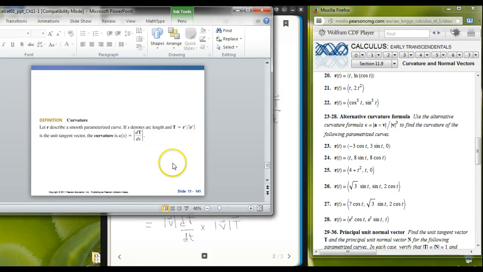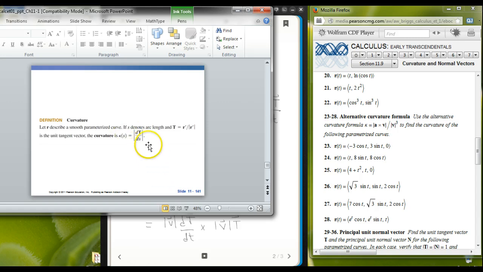Hi 254. In this video we're going to finish off our work in section 11.9 by finishing our discussion of curvature as well as the vectors, the tangent vector and the normal vector. So remember we have this definition already established for curvature where we talked about the rate of change of the unit tangent vector with respect to arc length.